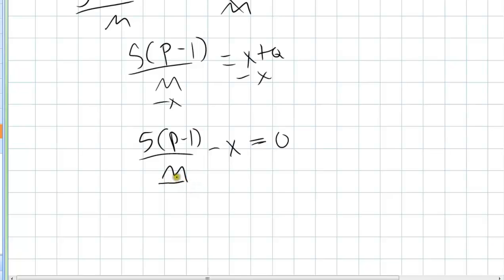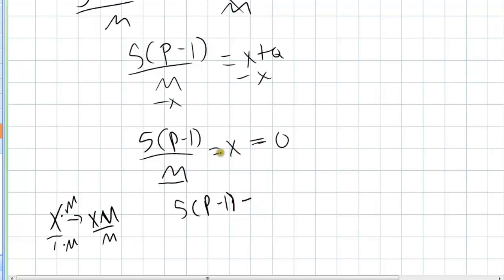When you find a common denominator, you say, here's the denominator I want, and I need x over it. Technically x is x over 1, and I want it to get over m. To do that, I would multiply both the top and the bottom by m. So now I have x times m over m. Now this is 5 times (p minus 1) minus, it's still minus because we have minus over here, mx over m is equal to q.